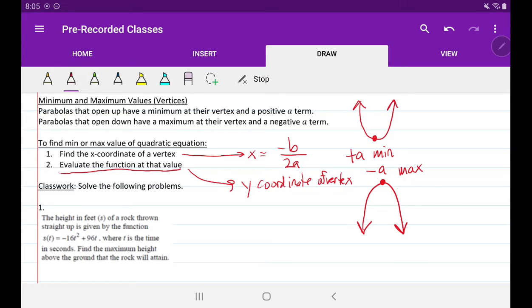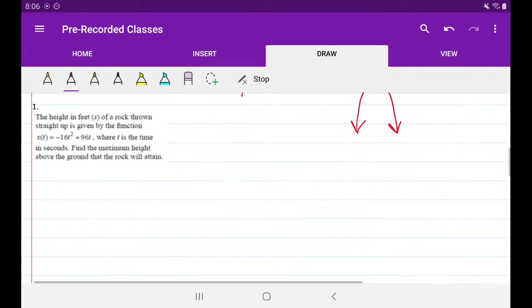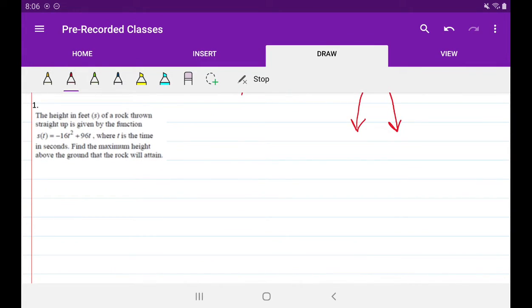Okay, so all of this is the same thing that we were doing when we were finding the vertices of parabolas a few classes ago, except now we're just applying all of this to word problems. So we'll go ahead and do some word problems, and then you'll have some in your homework to try on your own. For number 1, we have the height in feet of a rock thrown straight up, given by the function s of t is negative 16t squared plus 96t, where t is the time in seconds. Find the maximum height above the ground that the rock will attain.